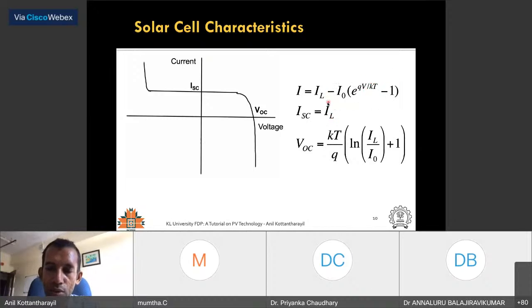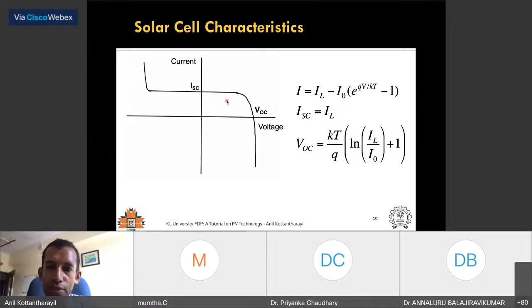That is purely the current produced by the light. Now if you connect a load to the two terminals, this current will flow through that load, and that will then produce a voltage, right?